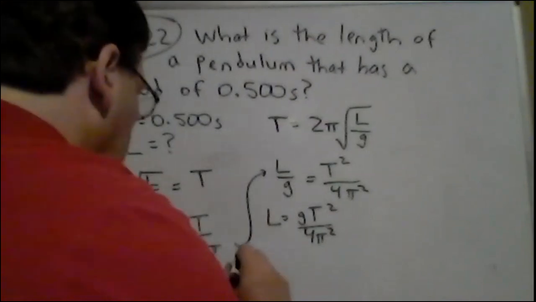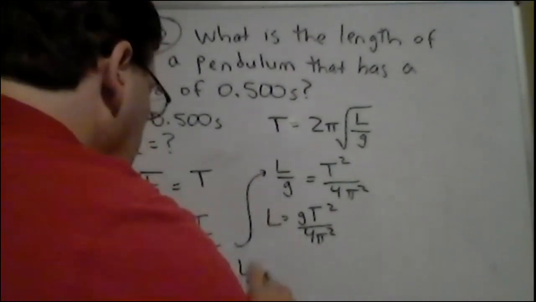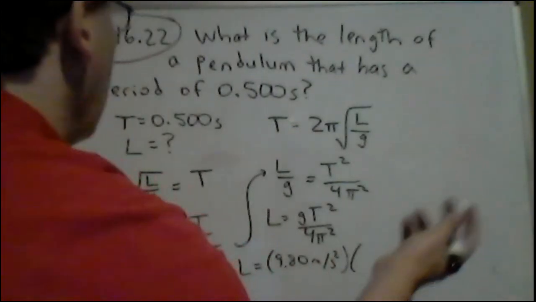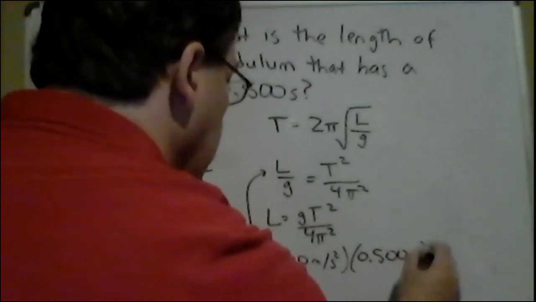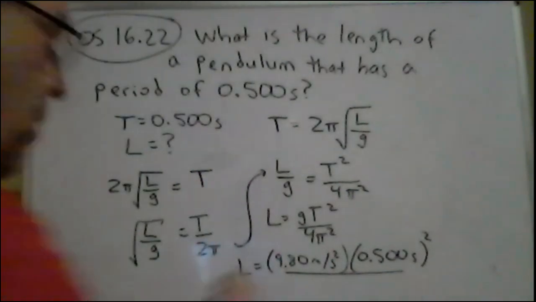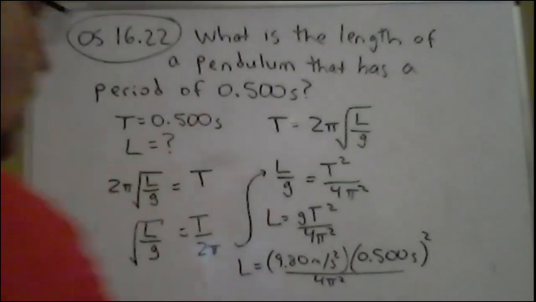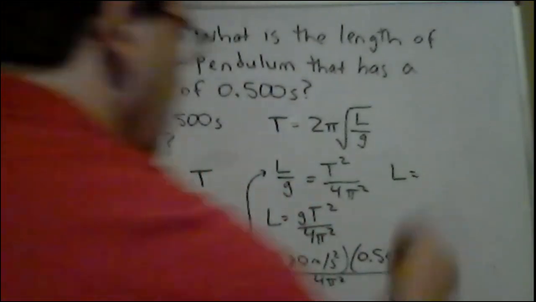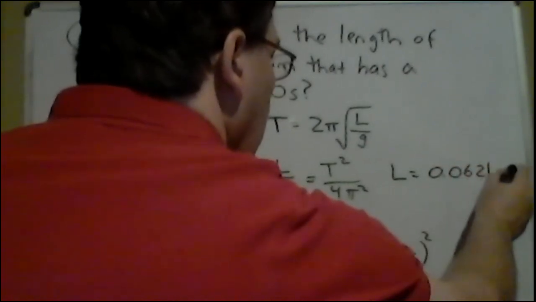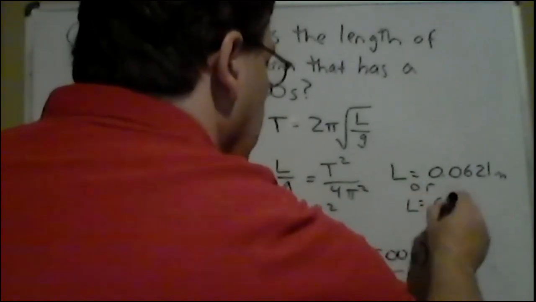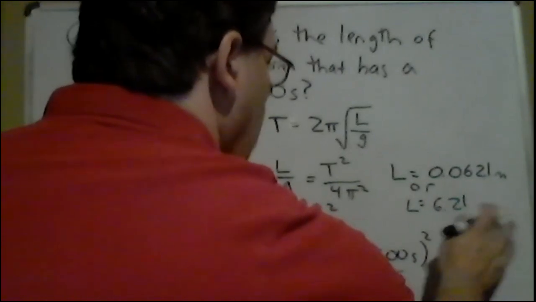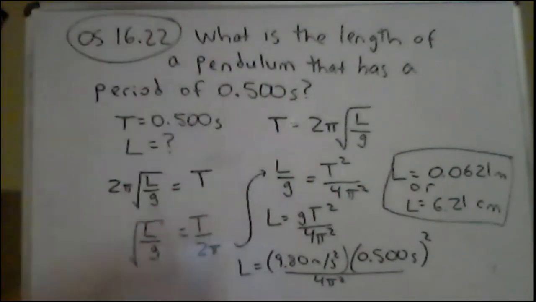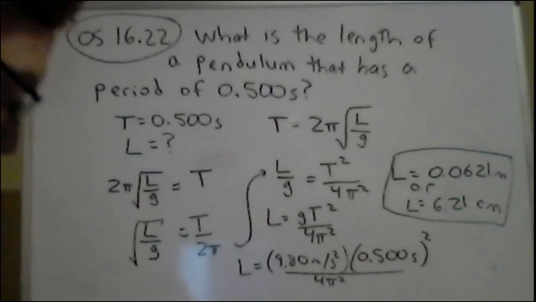And we can plug the numbers in. L equals 9.80 meters per second squared times the period 0.500 seconds squared divided by 4 pi squared. When I do that calculation, L is 0.0621 meters, or L is 6.21 centimeters. So the only thing that matters for a pendulum is its length. I mean, obviously the planet you're on as well, if you're on Earth, then you get the gravitational acceleration.